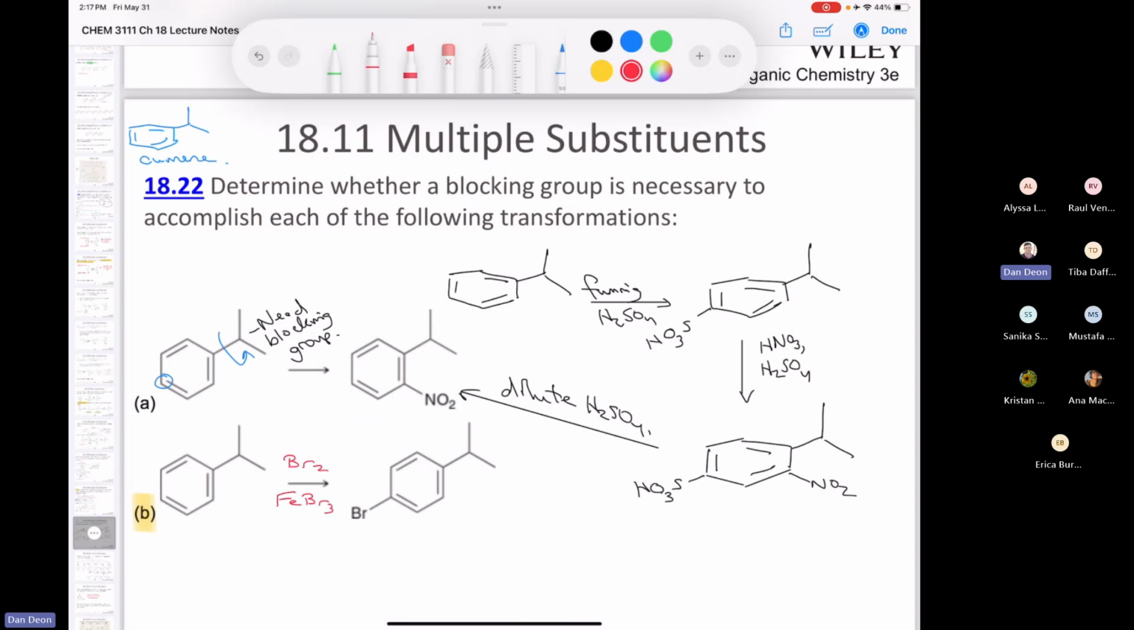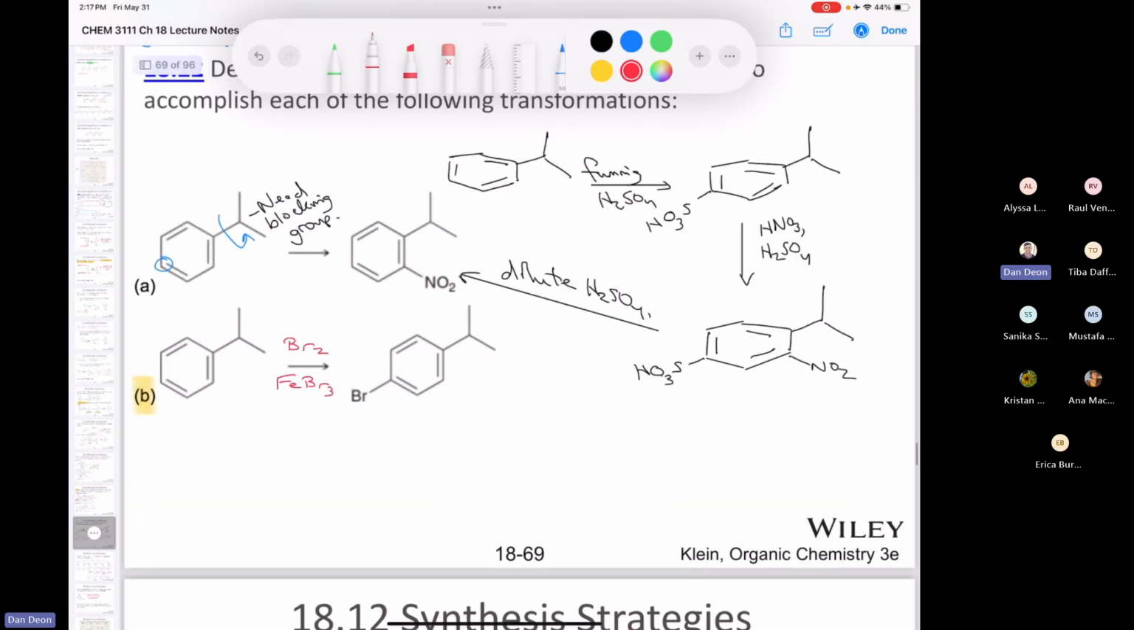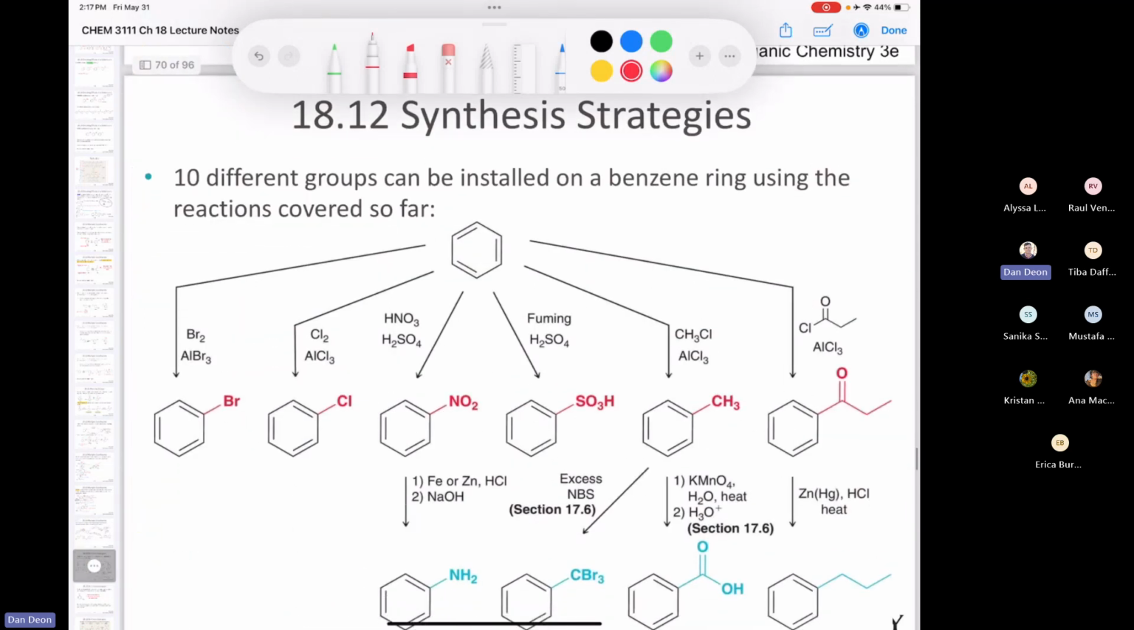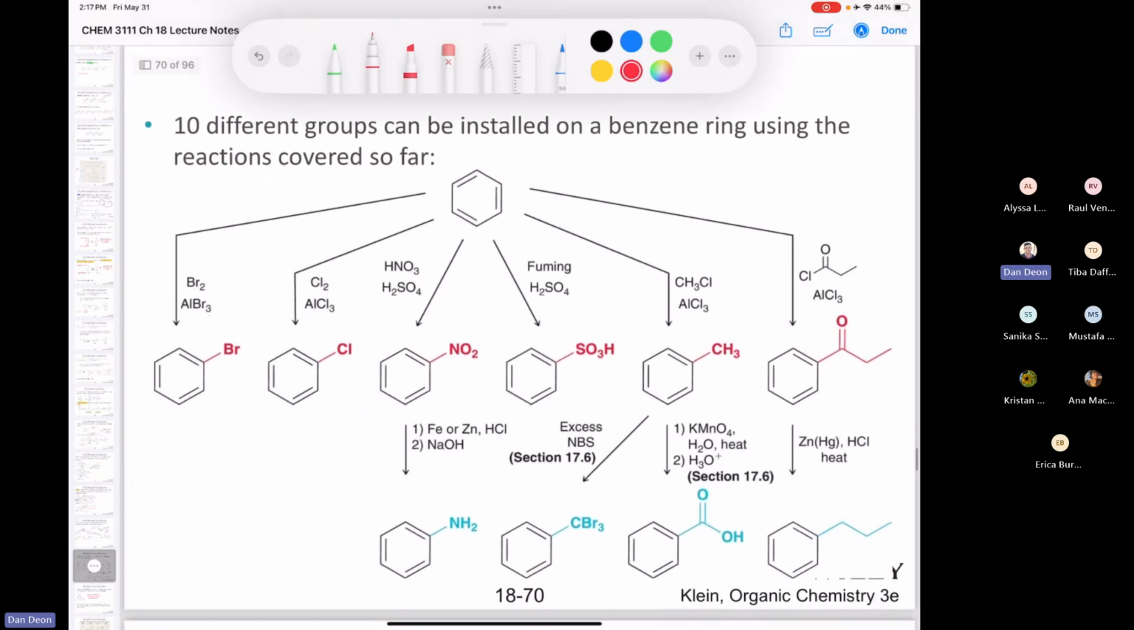So no block. If you're like, is that it? That's it. That's all there is. So now what we're going to do is turn our attention to synthesis strategies.